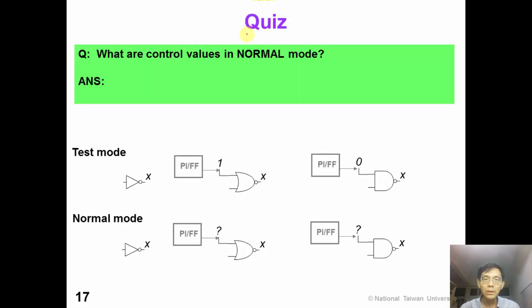Now it's time for a small quiz. In our previous slide, we said that in test mode, if we want to control X to 0, we can apply a 1 here. So, what are the control values in normal mode? Please fill in the values of the question mark.